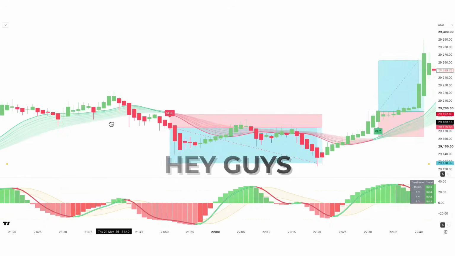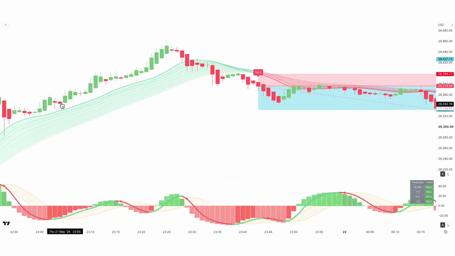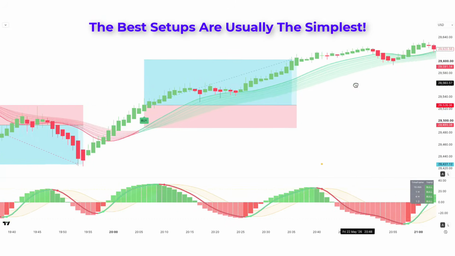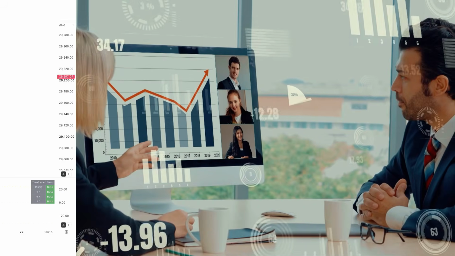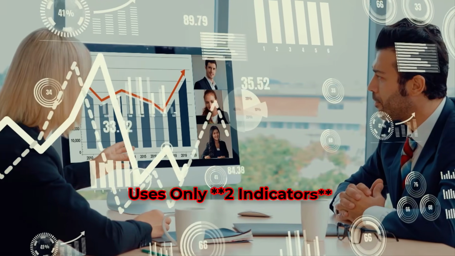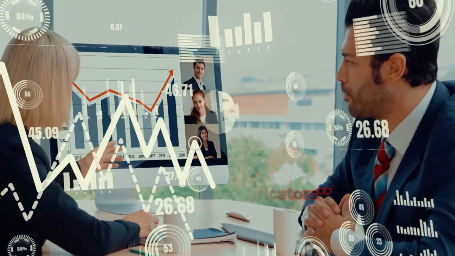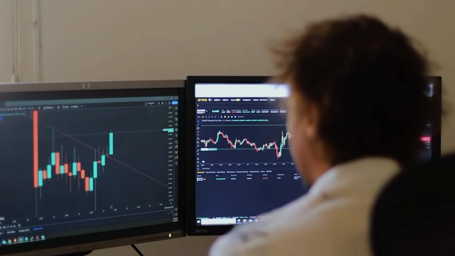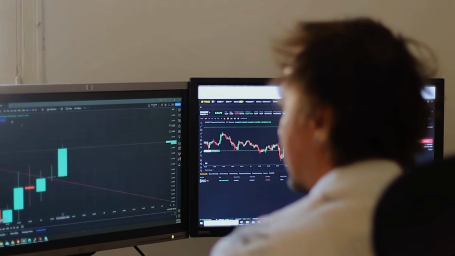Hey guys, most traders spend years searching for the perfect indicator, but the truth is, the best setups are usually the simplest. In this video, I'm going to show you a free TradingView setup that uses only 2 indicators to highlight clean, high-probability entries without turning your chart into a confusing mess.